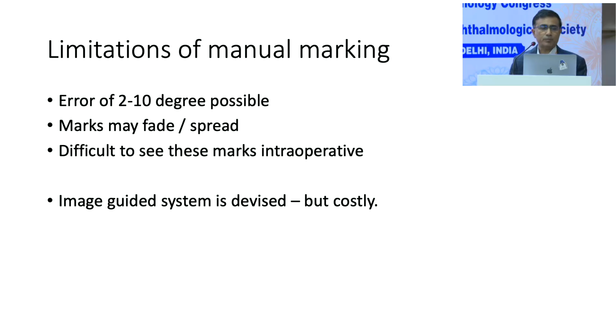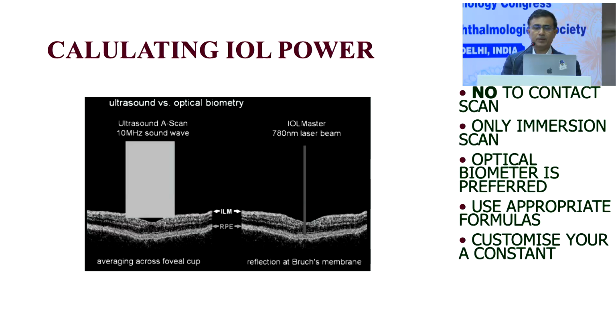Now, limitations of manual marking: error of 2 to 10 degree, which is expected. Marks may fade or spread before you take the patient for the surgery. Difficult to see these marks intraoperatively. Image guided systems are devised, but they are costly, and I don't have any experience about this image guided system.